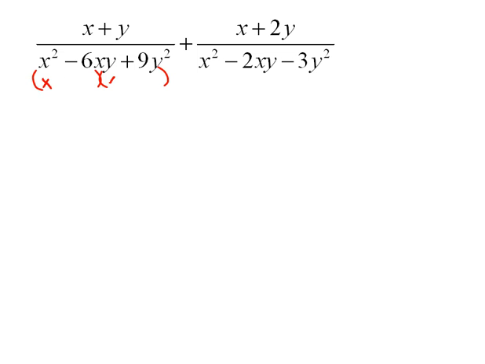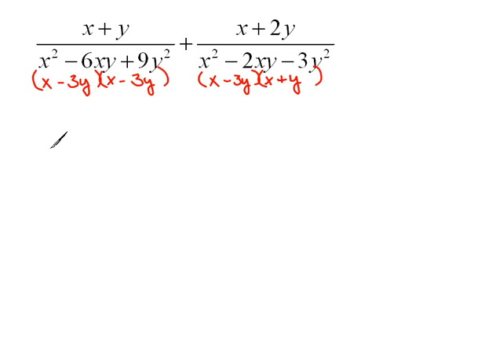So this will factor into x times x. And then, let's see, the factors of 9 that will give us a 6 would be minus 3y and minus 3y. Now over here, let's factor this one also. So when we factor it, we'll have x times x, and minus 3 that will give us a minus 2 in the middle would probably be minus 3y plus y.